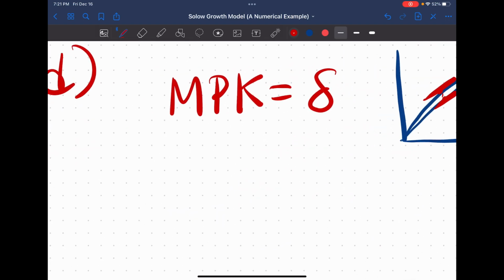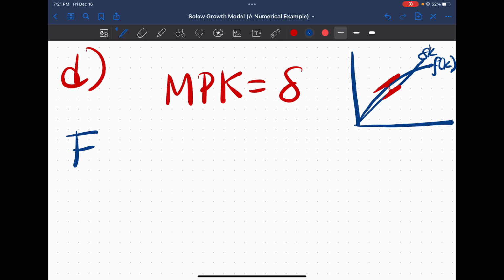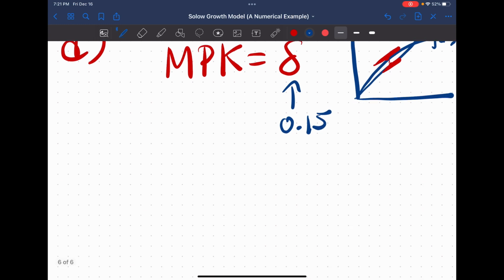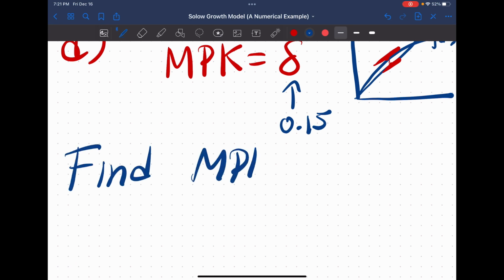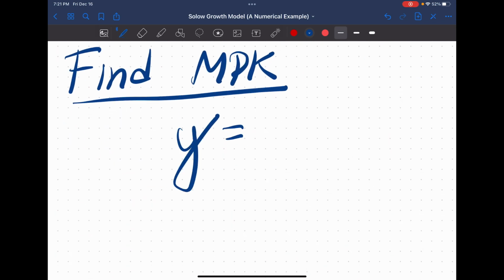Okay, so back to the condition. Marginal product of capital must equal depreciation in golden rule. So first, we got the depreciation rate from the question. It's given, it's 15%. We write it as 0.15, but we do not know the marginal product of capital. That bit, we need to do ourselves. So let's find the marginal product of capital. Well, that's relatively easy. We have little y, that's our production function, is k to the power of 0.4.